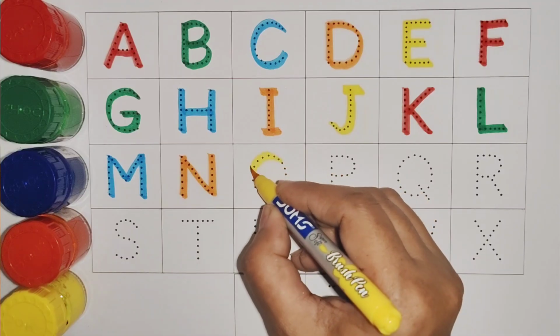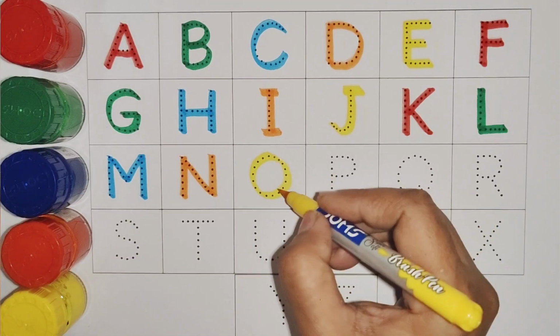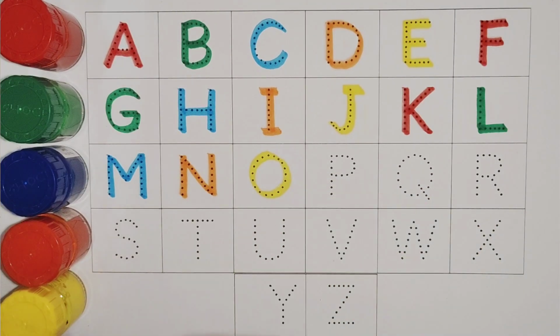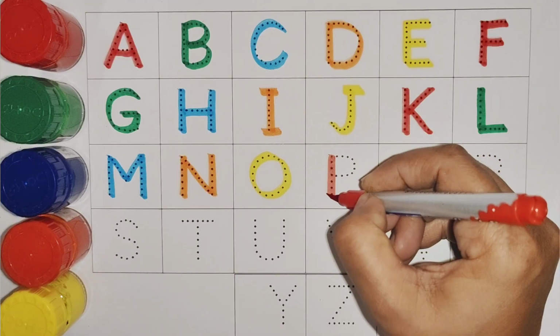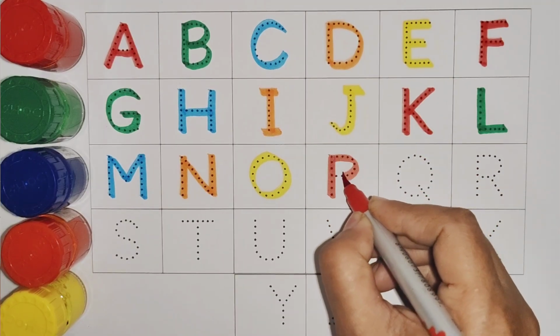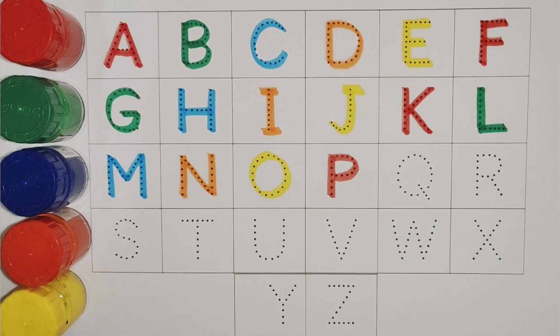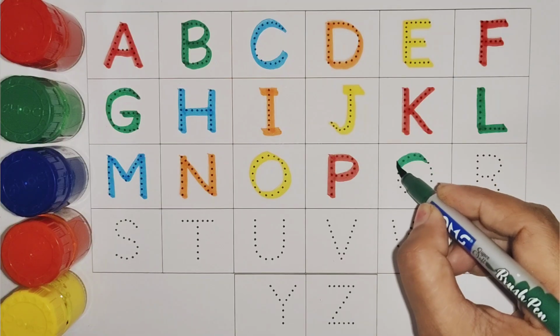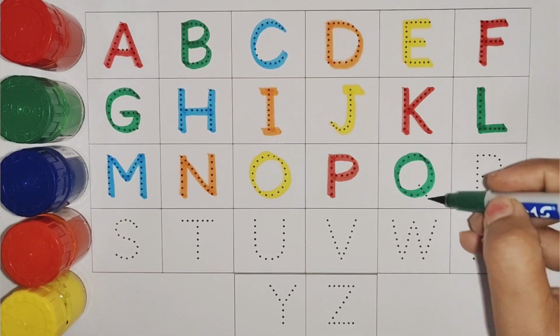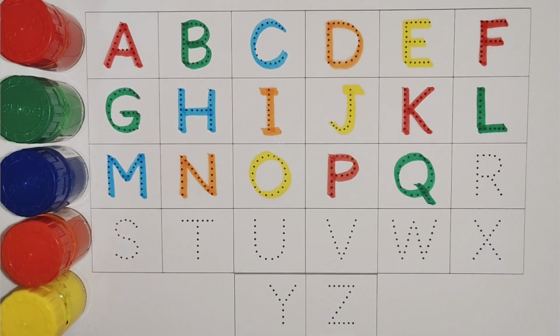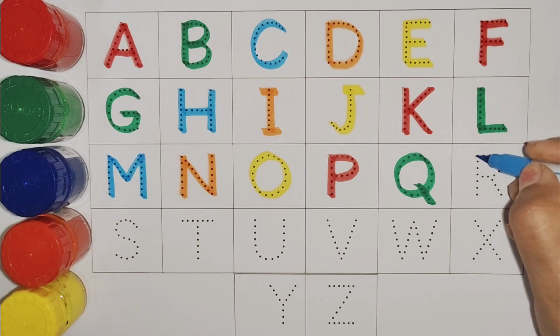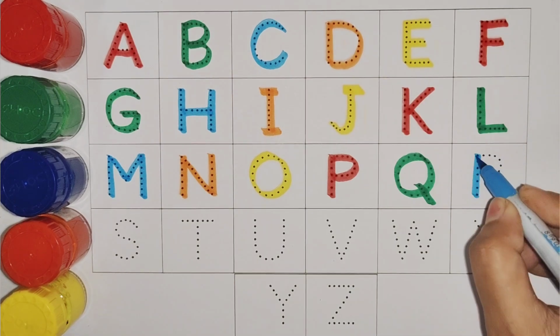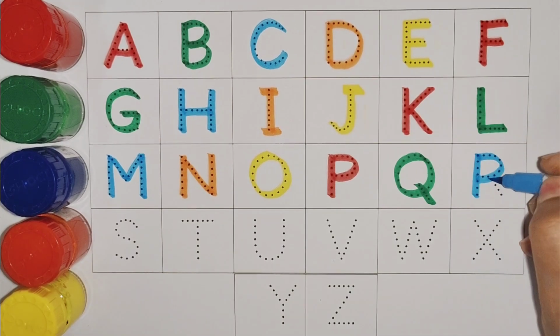O for orange, P for pigeon, Q for queen, R for rabbit.